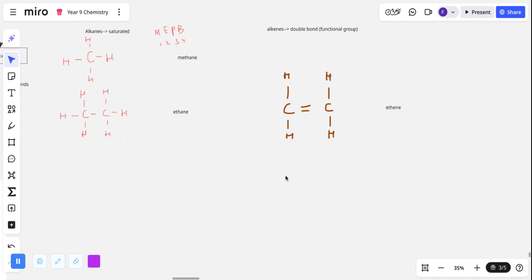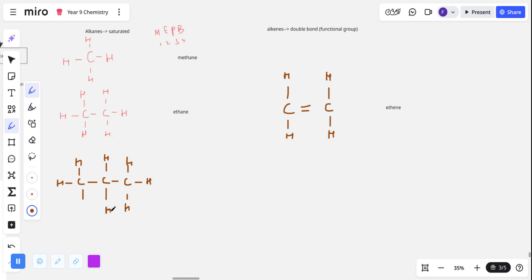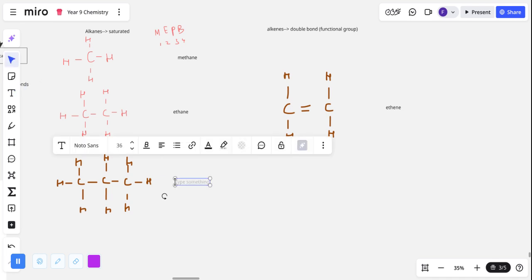I'm going to do one more as I normally do. This time it's going to be 3 carbon. I'm going to start with the alkane. 1, 2, 3. This would be a 3 carbon alkane. I'm putting 4 bonds on every carbon. Well, hydrogen, hydrogen, hydrogen, hydrogen, hydrogen. So many hydrogens. And this would be propane. MePB, 1, 2, 3: methane, ethane, propane. This is propane.